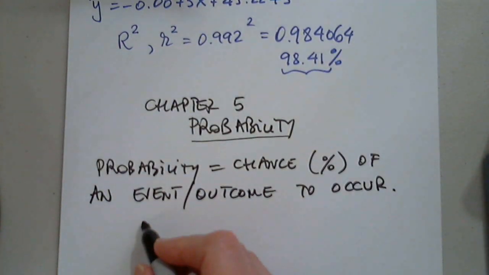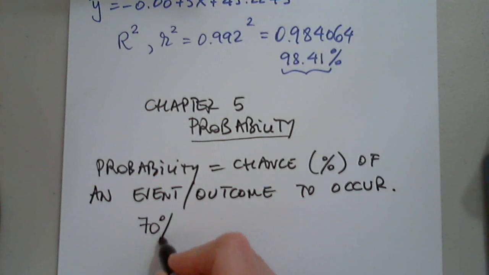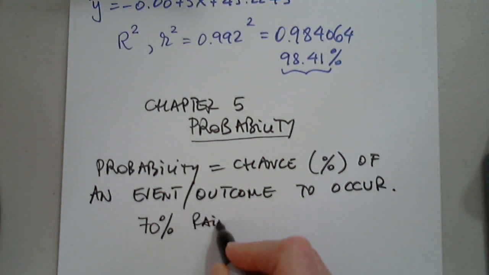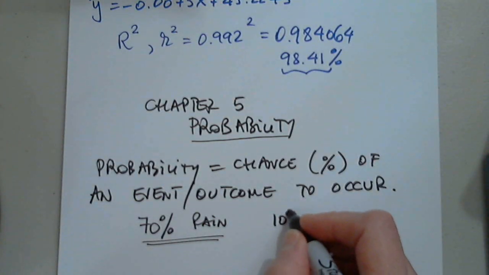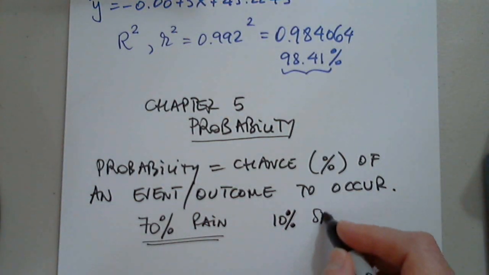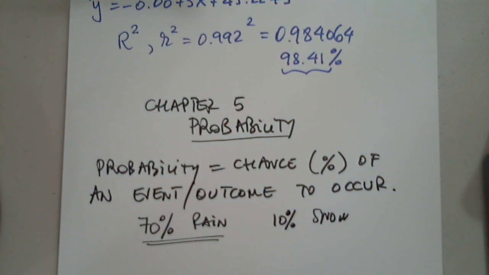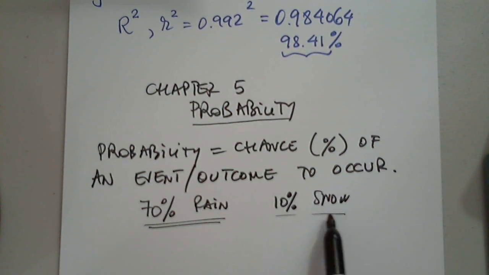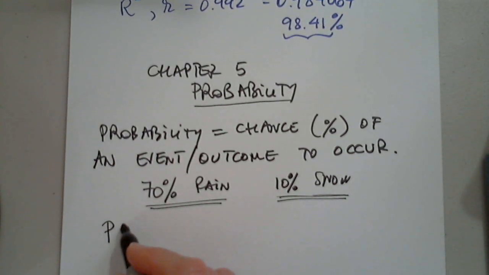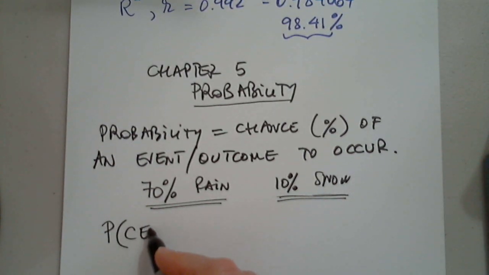So if they say there is a chance of 70% rain today, do you consider this high? Do you consider this low? High. Right, it's quite high. If we say there is a 10% chance of rain or snow, let's say today, low, obviously.